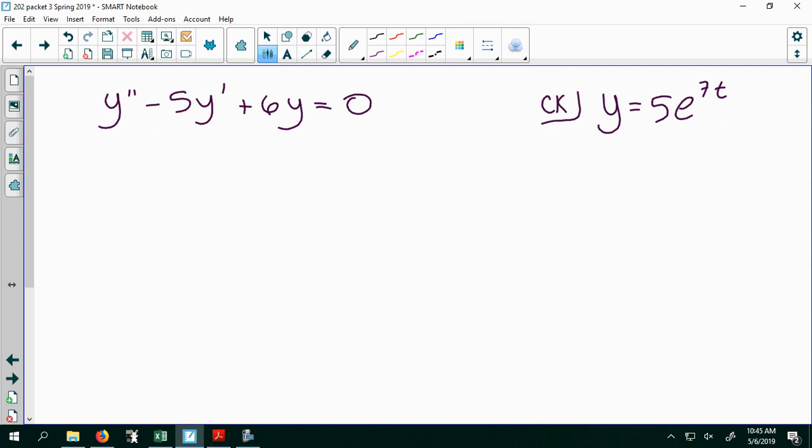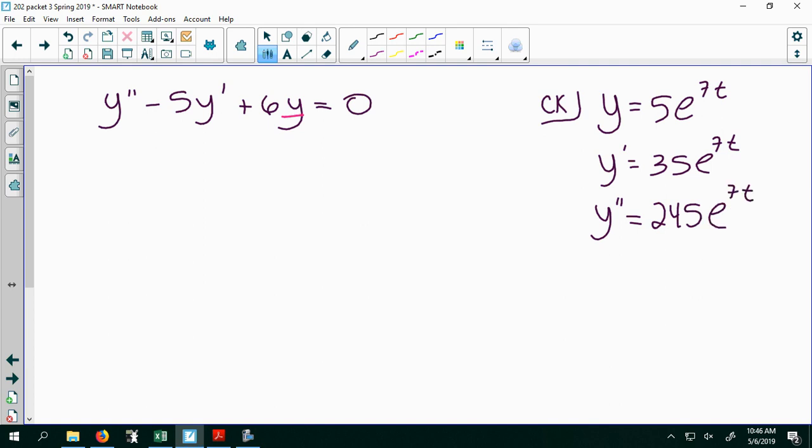So to check, I'm going to replace the y here. I'm going to replace this y with this formula. And then I'm also going to replace the y prime and the y double prime with their formulas, because I could figure them out from the given differential equation. Right? So y prime would be 35e to the 7t because of the chain rule. And then y double prime would be, I don't know, what's 7 times 35? Is that right? 245? Thanks. E to the 7t.